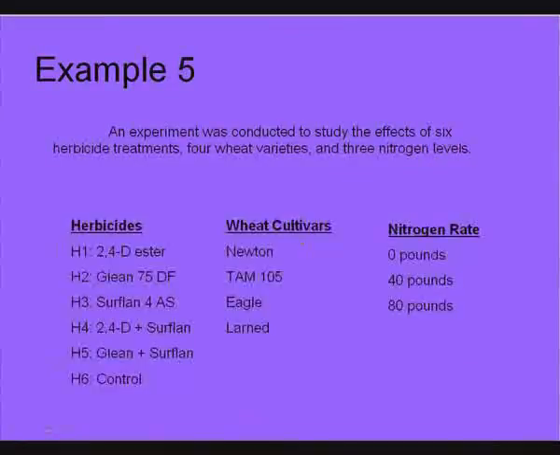So the 6 herbicides are shown there. The wheat cultivars are Newton, TAM 105, Eagle, and Larned. And for those of you down at Texas A&M, you probably recognize TAM 105 as being a variety that was developed at Texas A&M. I'm sure the Newton and Larned varieties were developed in Kansas, since we have towns with those names. I'm not sure about Eagle. And then it also had 3 nitrogen weights that they were going to study.